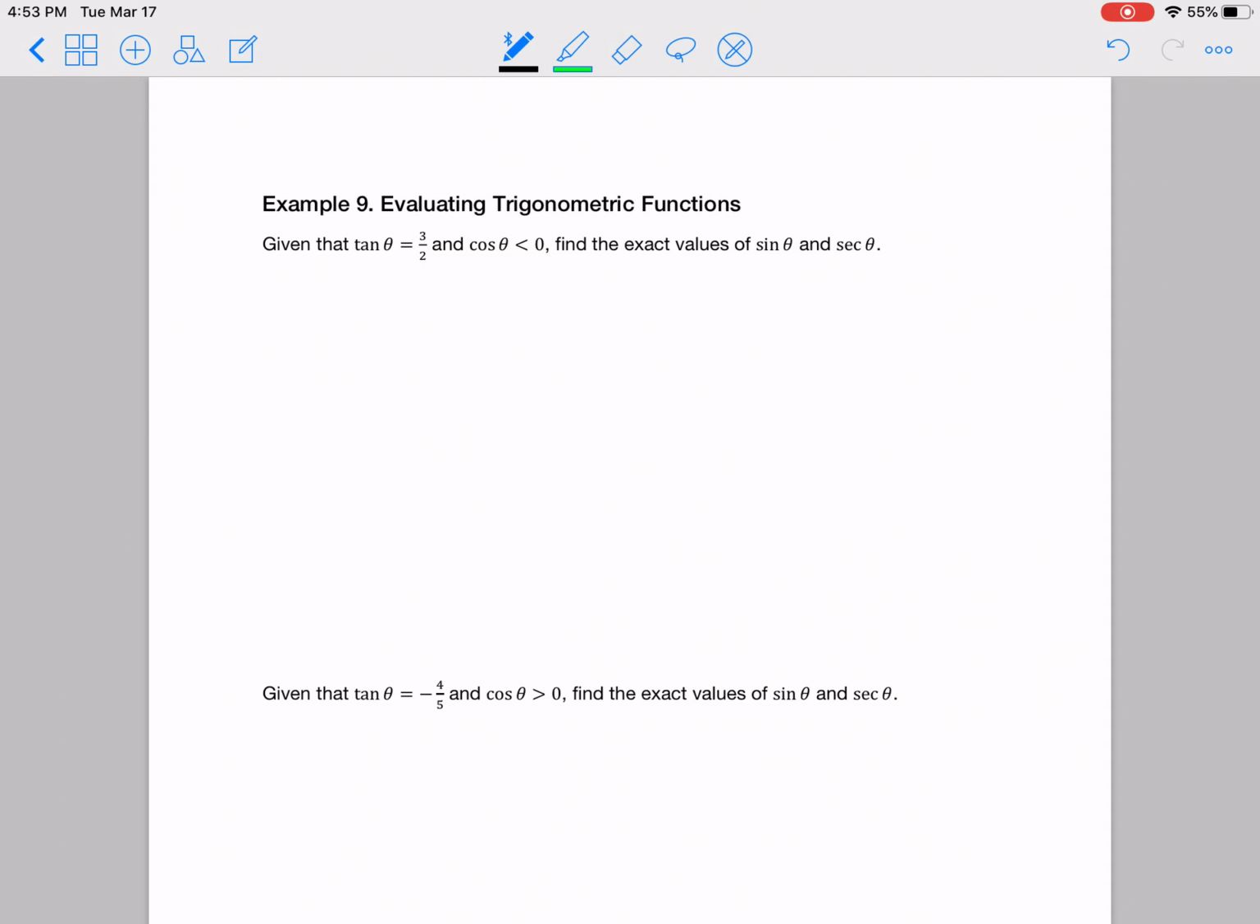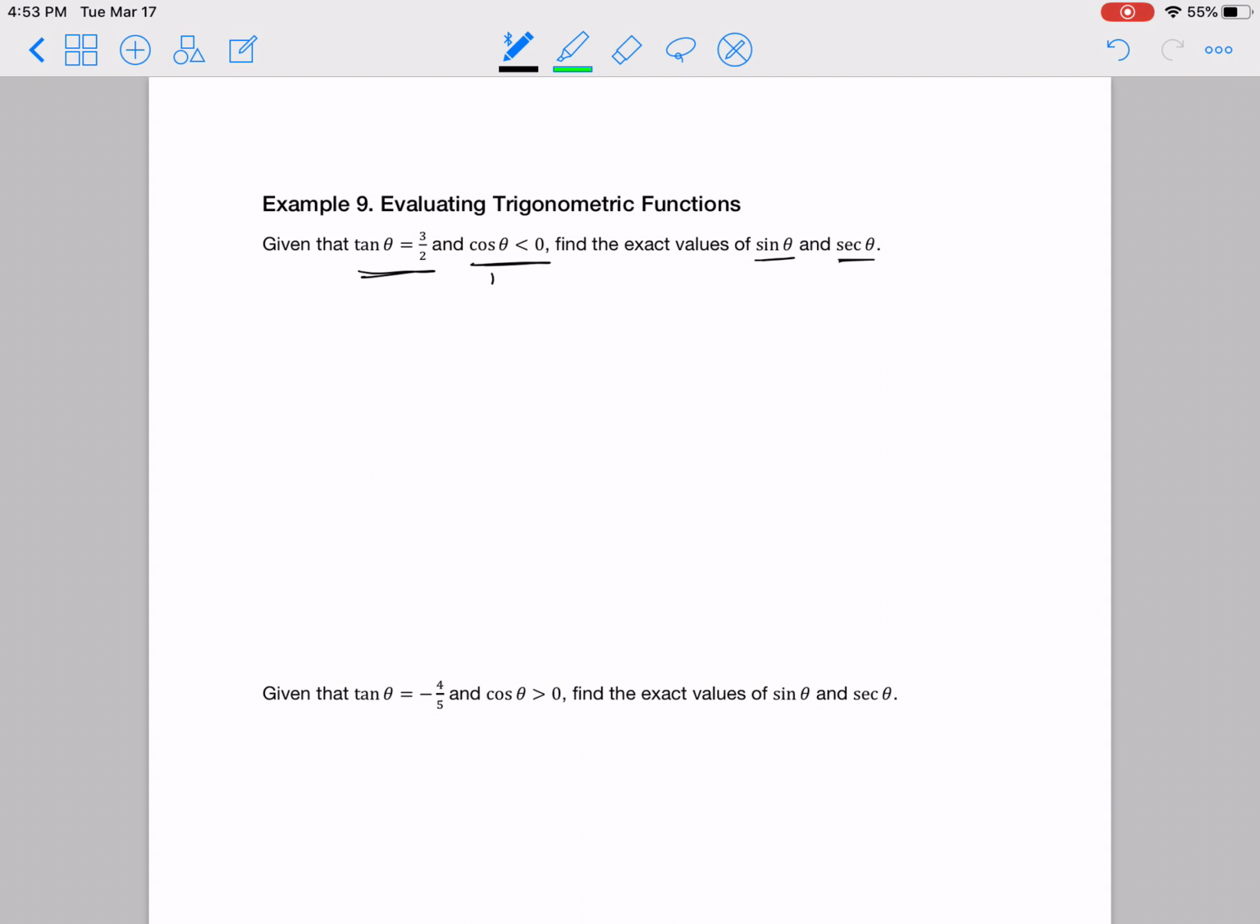So the next part we're going to do, skipped a couple pages there, they don't really apply to what we're doing here. Calculator stuff is we're going to try and find something given that tangent of theta is 3/2 and that the cosine of theta is less than 0. And we want to find the exact values, so not using a calculator, of sine of theta and secant of theta.